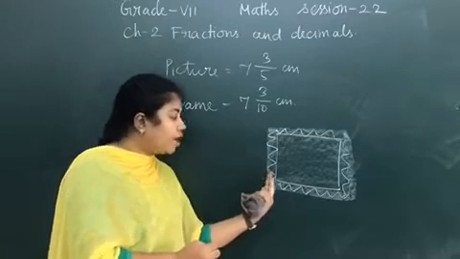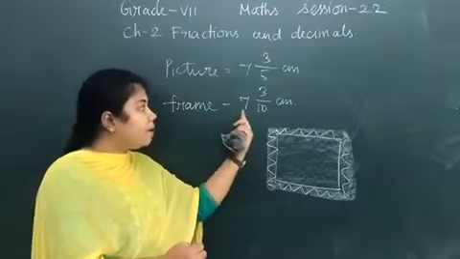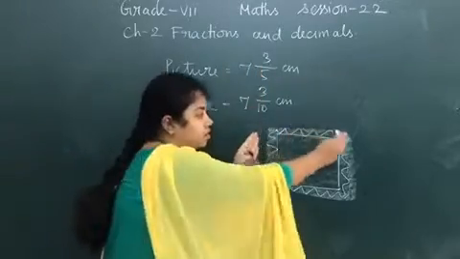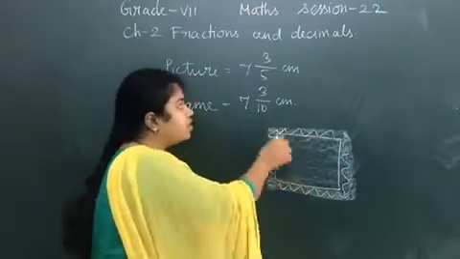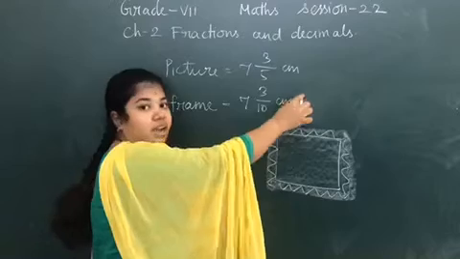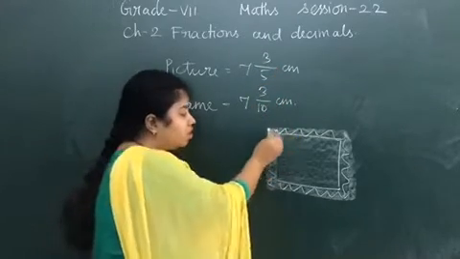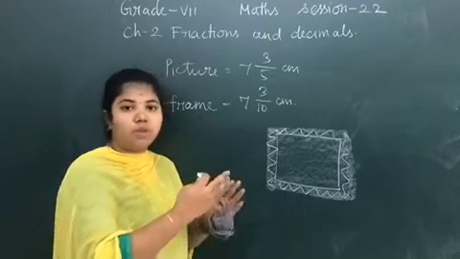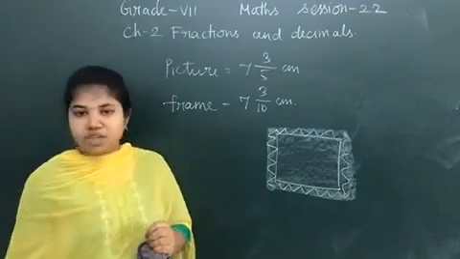To find this curved part, what do I have to do? I have to subtract 7/10 from the picture, this from this. Can you understand? The whole picture is 7/5 centimeter. From this I have to subtract 7/10 centimeter. So I will get the curved part, and that curved part I should cut to make the picture fit inside the frame. Are you clear? Shall we subtract now?